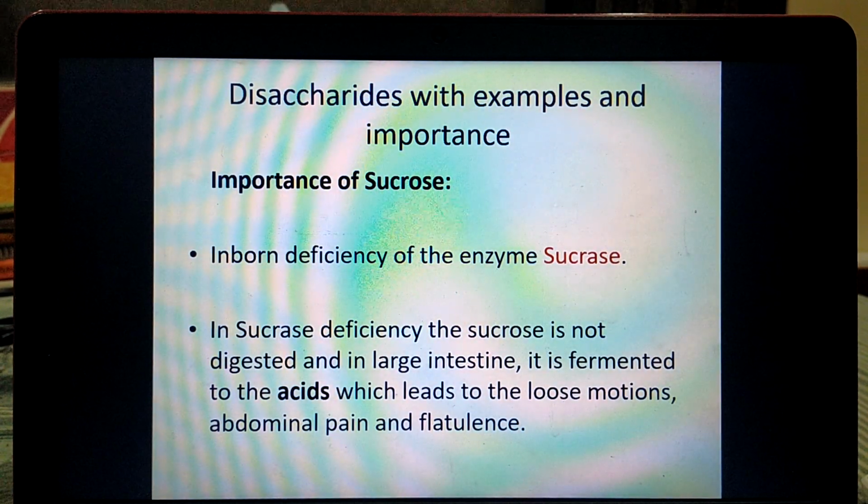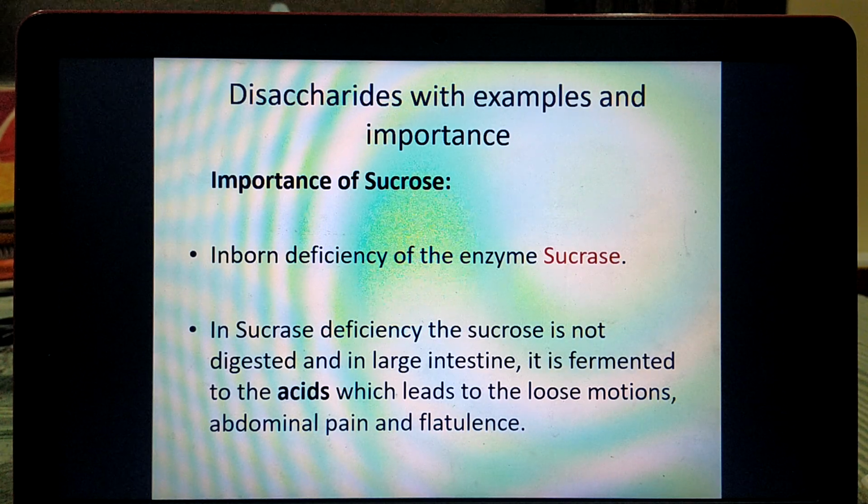Another importance of sucrose is that, in some rare cases, the enzyme sucrase is deficient. It is an inborn deficiency. Such a person will not be able to synthesize the enzyme sucrase. Therefore, if such a person eats sucrose in any form, it is not digested in the epithelial cells of the small intestine and hence it is not absorbed. Only monosaccharides are absorbed.